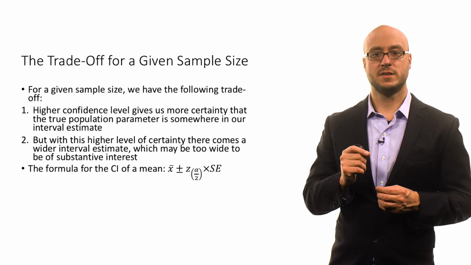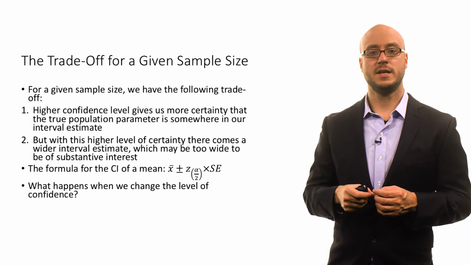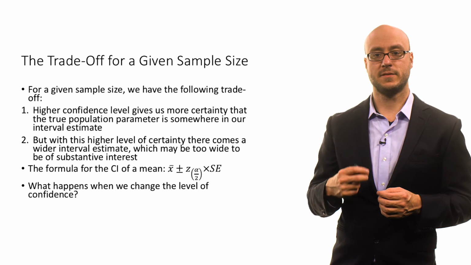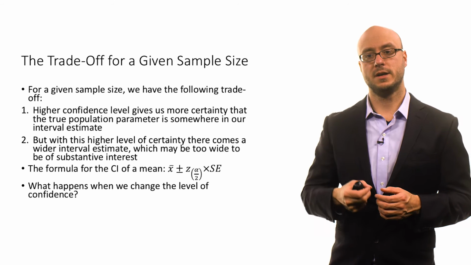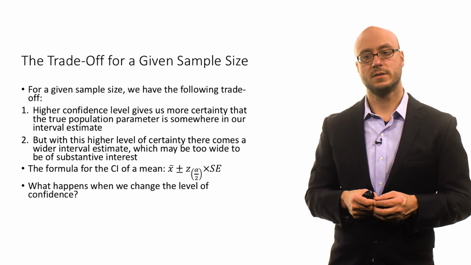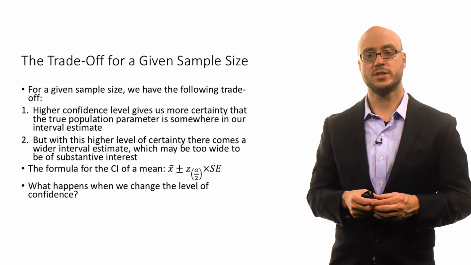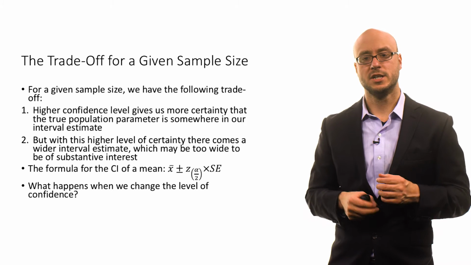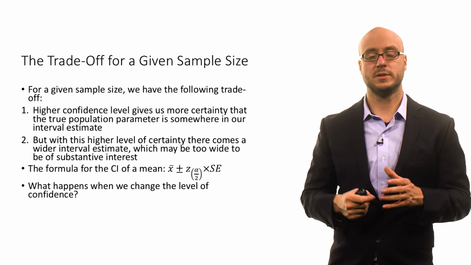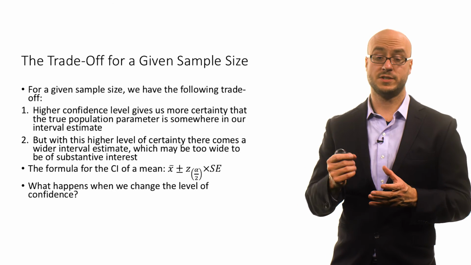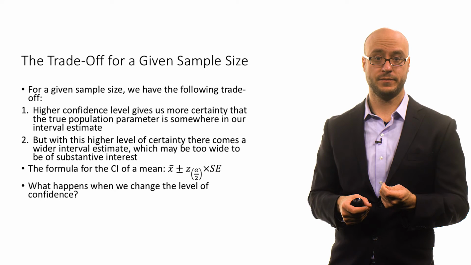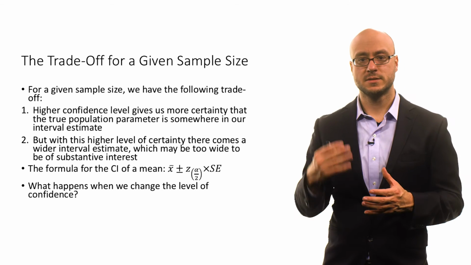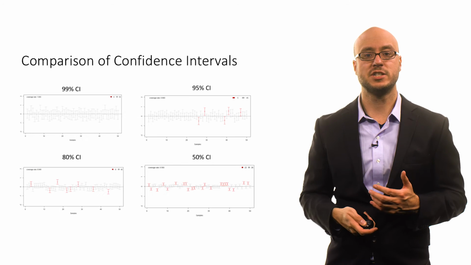The formula for the confidence interval of a mean is a function of our standard error, which is a sample size function. It's also a function of the population variance or population standard deviation equivalently, and it's also a function of Z alpha divided by 2. So we don't have control over the population spread. We do have control over the sample size. We have control over setting alpha, which affects our level of confidence. So we might ask, for a given sample size, what happens when we change the level of alpha? What happens when we change the level of confidence?